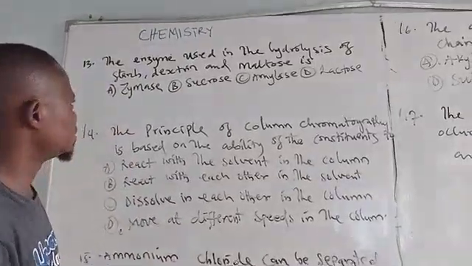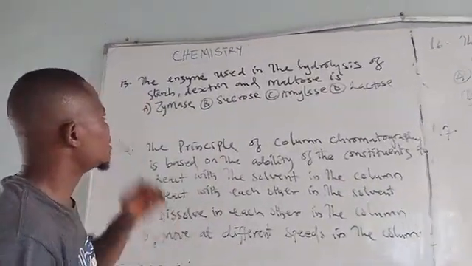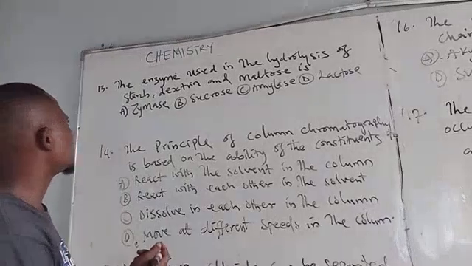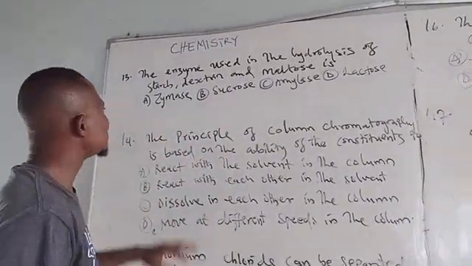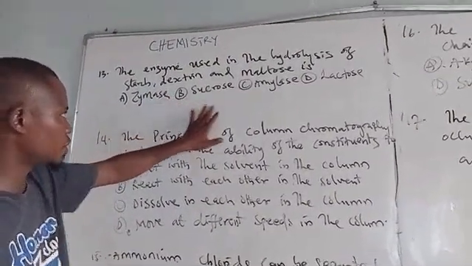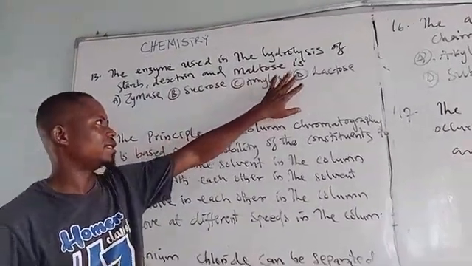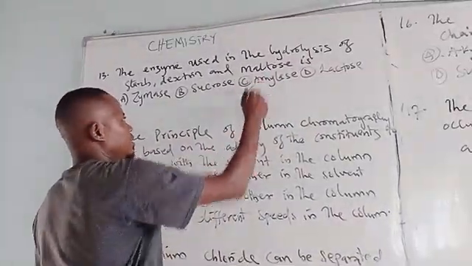Question 13. The enzyme used in the hydrolysis of starch, dextrin, and maltose is A, zymase, B, sucrose, C, amylase, D, lactose. The correct answer is amylase.